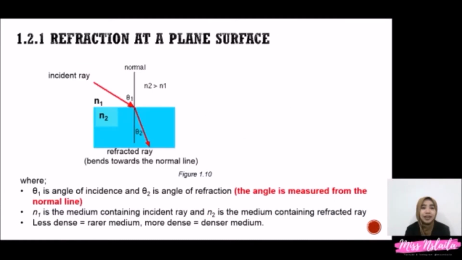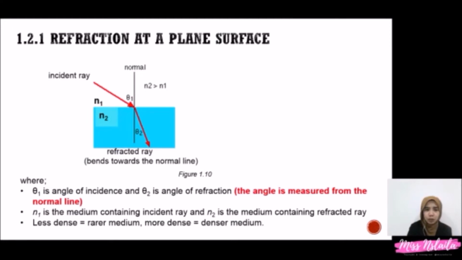For the refraction at a plane surface, here we have the incident ray, refracted ray, angle of incidence, angle of refraction, normal line, and also two types of medium. So these two media we label as N1 and N2. N is the refractive index of a medium.